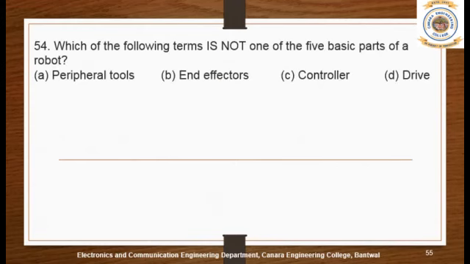Then which of the following terms is not one of the five basic parts of a robot? Peripheral tools, end effectors, control and drives are parts of a unit. The controller is used for process control. End effectors are also required. Peripheral tools are not required; they don't fall under the parts of a robot.